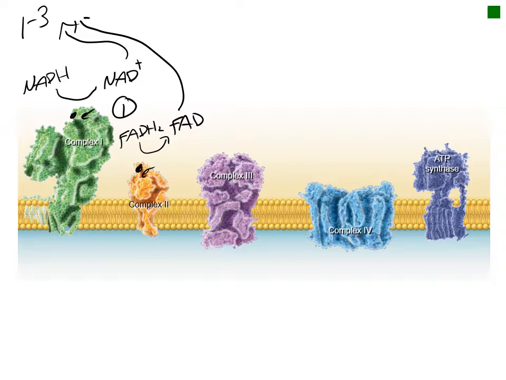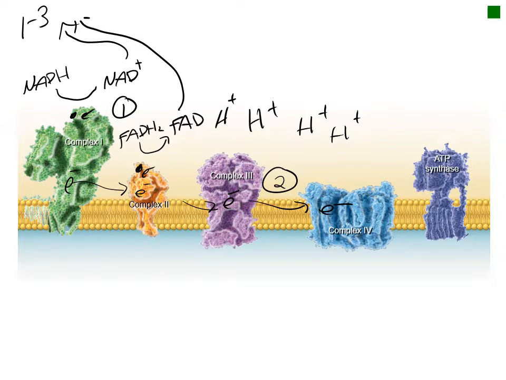Once bound to the complex, the second step is that the electrons are then passed from complex to complex down the electron transport chain. As they are passed, the energy in those electrons is used to pump hydrogen ions from inside the matrix out to the intermembrane space.